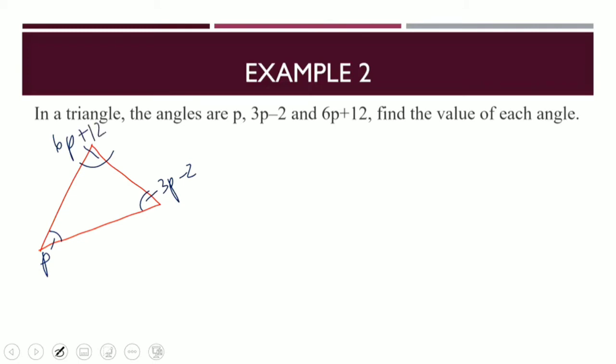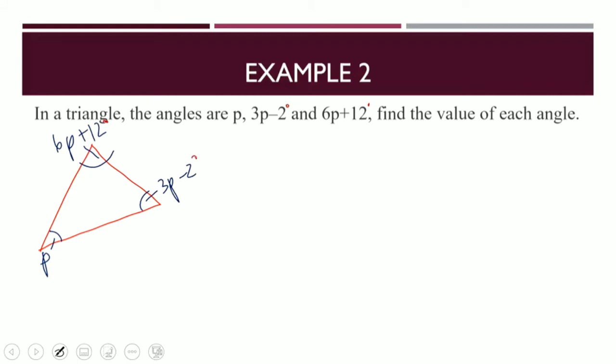Ideally, you want to write the size of your angle inside the triangle, but I don't have space, so I can always put it outside. We are to find the value of each angle, which means we need to know what P is. We also need to know what 6P plus 12 is, and what 3P minus 2 is going to be. Again, we know that all three angles must add to give us 180 degrees.